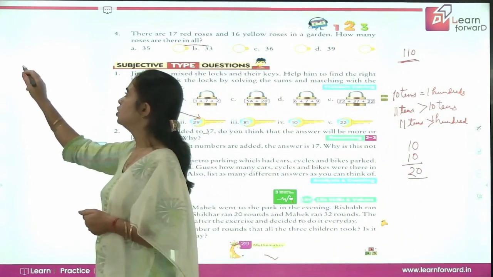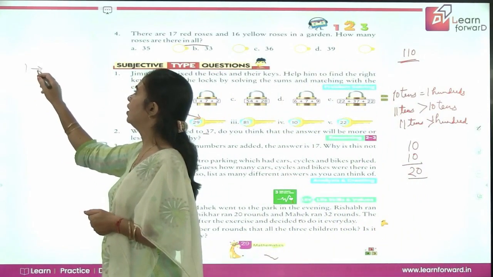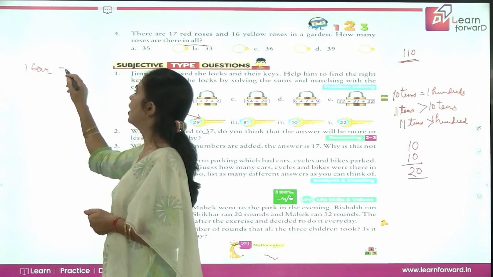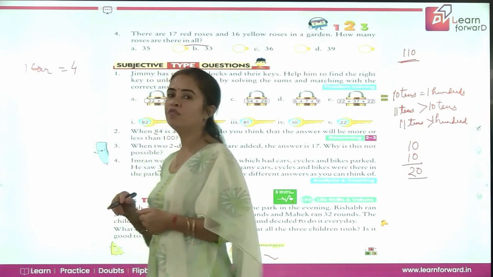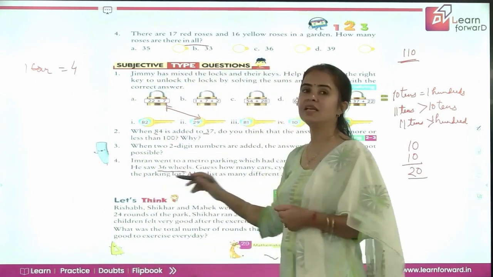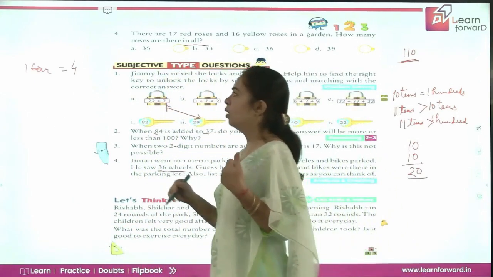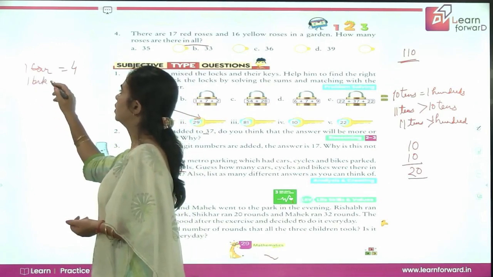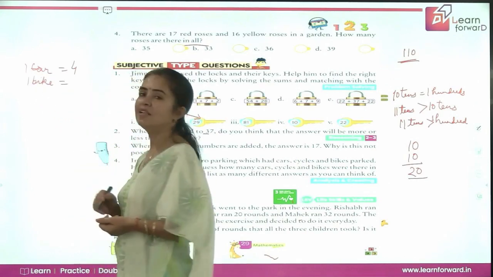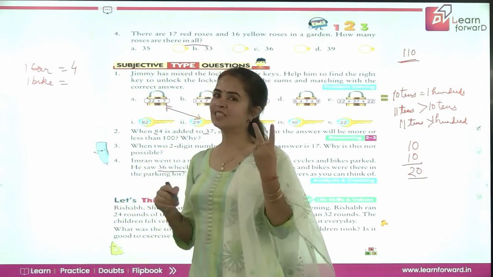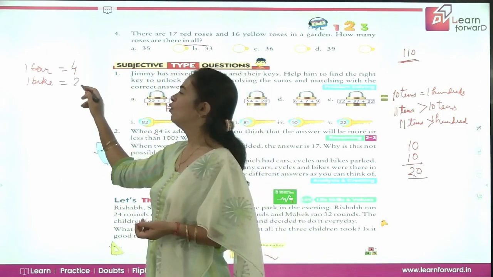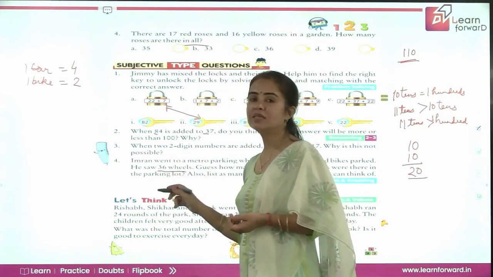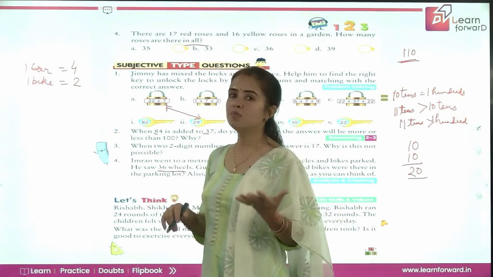Now, in a car, how many wheels are there? 4 wheels. So, if there was just one car, that means there were 4 wheels. How many total wheels are they saying? 36 wheels. Now, let us say there was one bike also. How many wheels are there in a bike? Just 2. So, 4 and 2, 6. In all, you have how many? 36. That means 30 more.